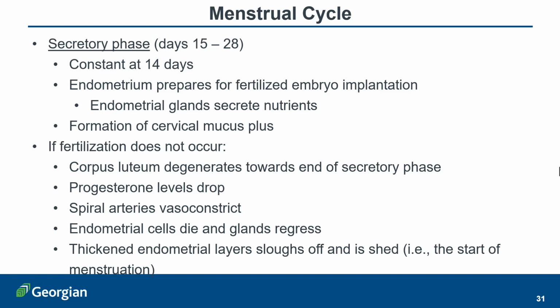If fertilization, however, does not occur, the corpus luteum degenerates towards the end of the secretory phase. It forms the corpus albicans. Progesterone levels consequently start dropping because the corpus luteum is what secretes the progesterone. In response to a drop in serum progesterone concentration, the spiral arteries in the endometrium start to vasoconstrict, thereby cutting off the blood supply to the endometrial cells that have undergone hyperplasia. Now the endometrial cells begin to die and the endometrial glands start to regress. Overall, the thickened endometrial layer starts sloughing off and is ultimately shed. That is the start of menstruation.